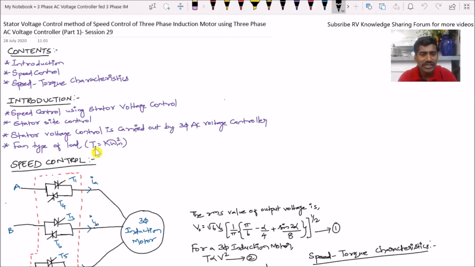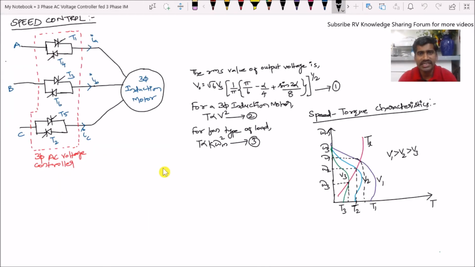This stator voltage control method is best suited for a fan type of load, whose speed torque relationship is load torque TL equal to K into omega m square. Here TL represents the load torque, omega m represents the speed, and K represents the constant. Now let us discuss in detail the speed control of a three-phase induction motor connected to a fan type of load using the stator voltage control method.